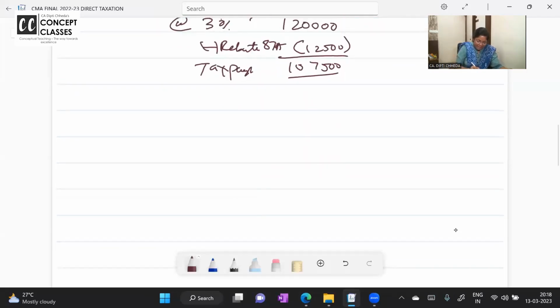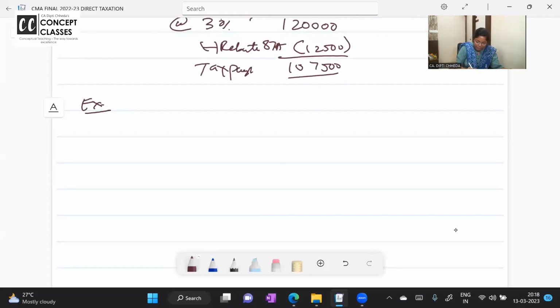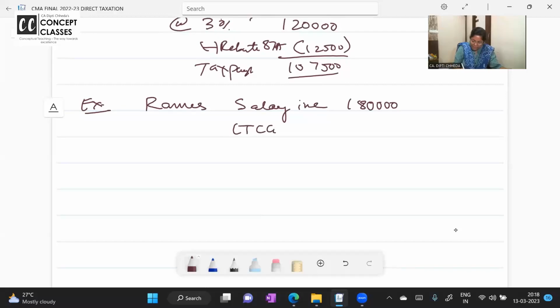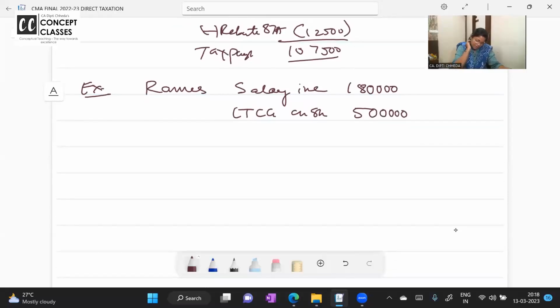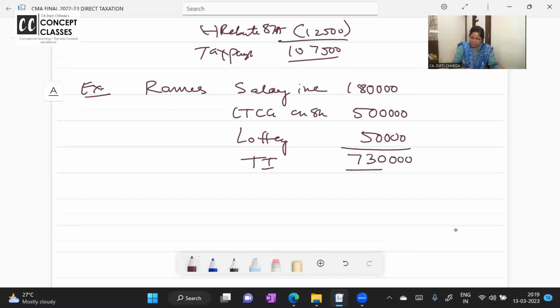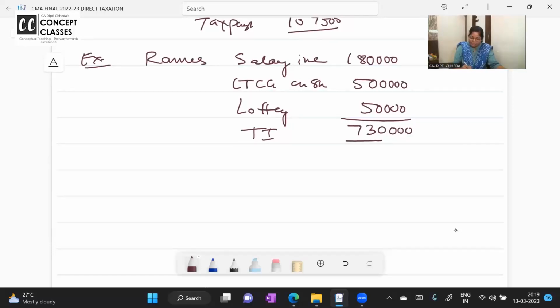Okay, let us take the next example. Salary income 1,80,000. Long-term capital gain on shares 5 lakh. What else is there? Salary income, long-term gain, lottery is 50,000. So what is the total income, dear students? Quick answer in the chat box. 7,30,000. So no question of rebate.